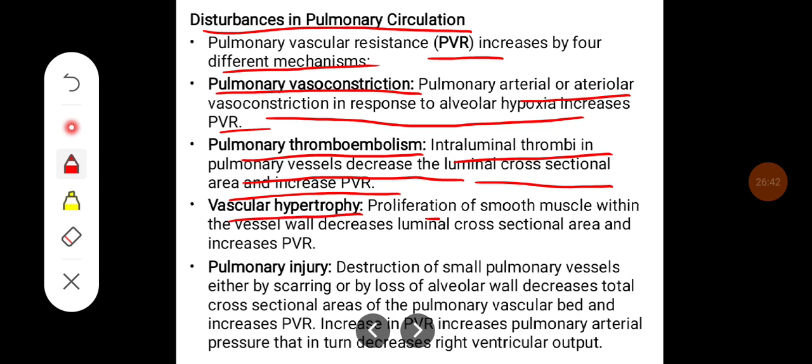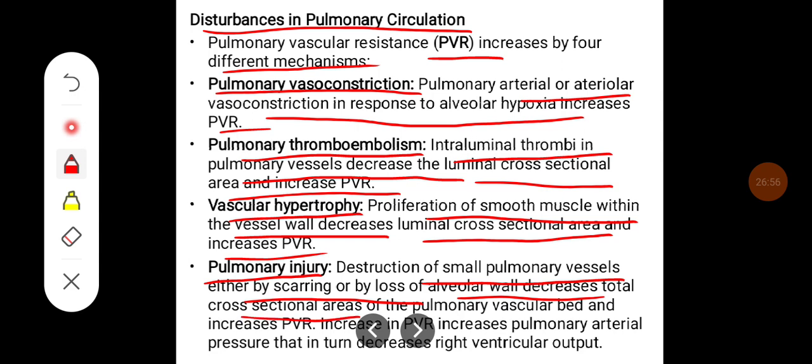Vascular hypertrophy. Proliferation of smooth muscle within the vessel wall decreases the luminal cross-sectional area and increases PVR. Pulmonary injury. The destruction of the small pulmonary vessels either by scarring or loss of alveolar wall decreases the total cross-sectional area of the pulmonary vascular bed and increases the PVR. Increase in the PVR increases the pulmonary arterial pressure, that in turn decreases the right ventricular output.